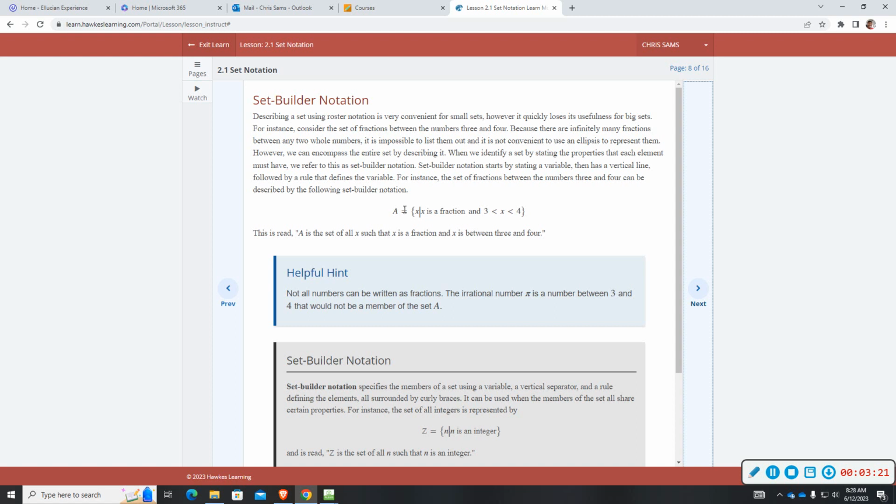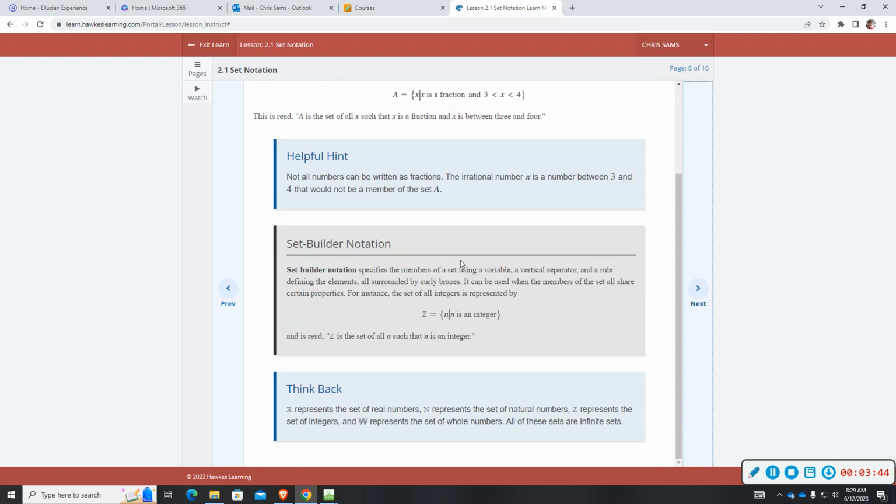So this is the set of all x, and then this vertical bar is read such that, and then the following property is true. So we're looking at all the variables where x is a fraction and 3 is less than x and x is less than 4. So basically everything that is between 3 and 4. So here's another definition, and then it also tells you how to read it down here as well.